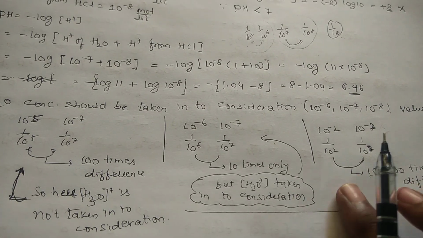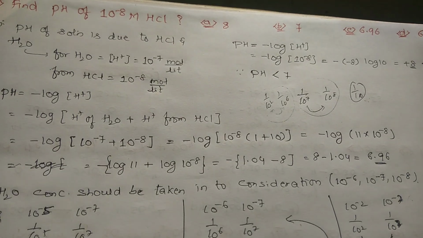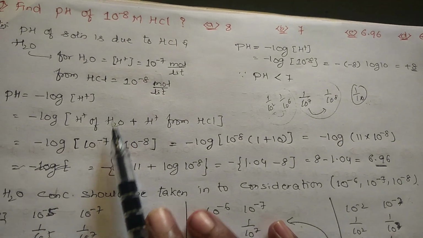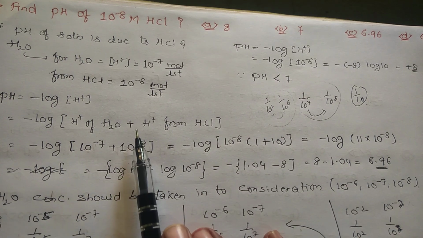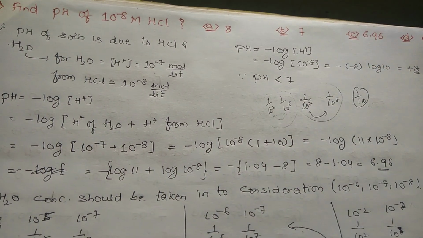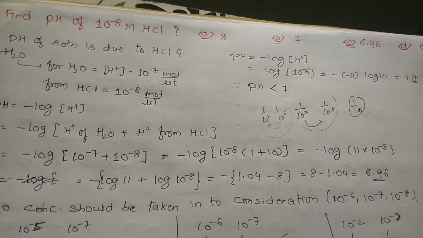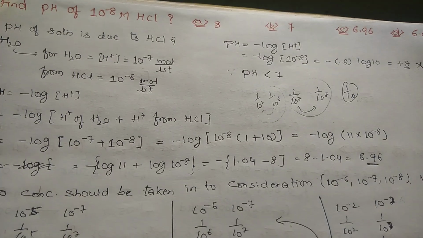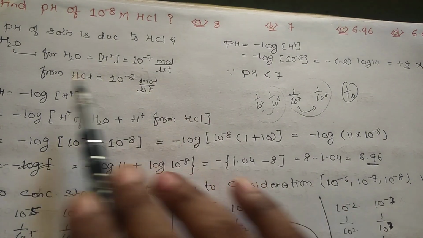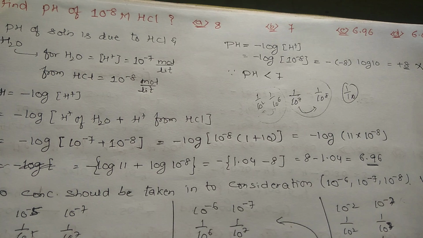So this is the example, right? Based on this, once again you check over here: whenever you get the concentration, you should take water also into consideration. In the above problems also water should be taken into consideration. But what happens? The difference is very, very large. So we will not take it, and automatically we will be getting the value very close to the stronger one itself.